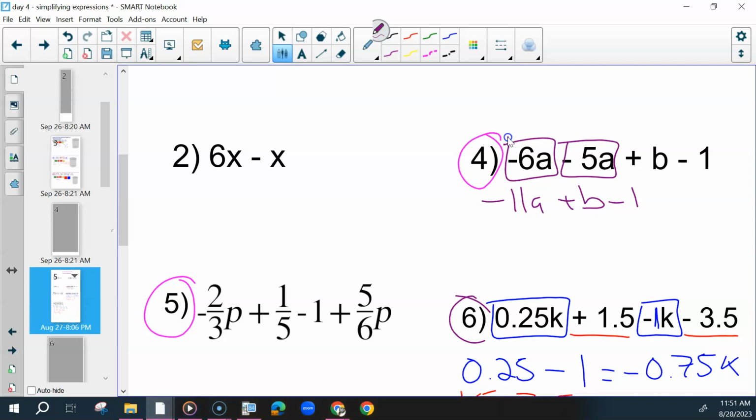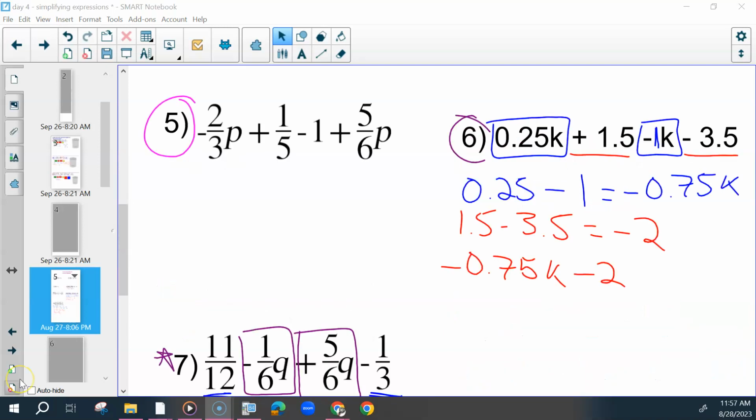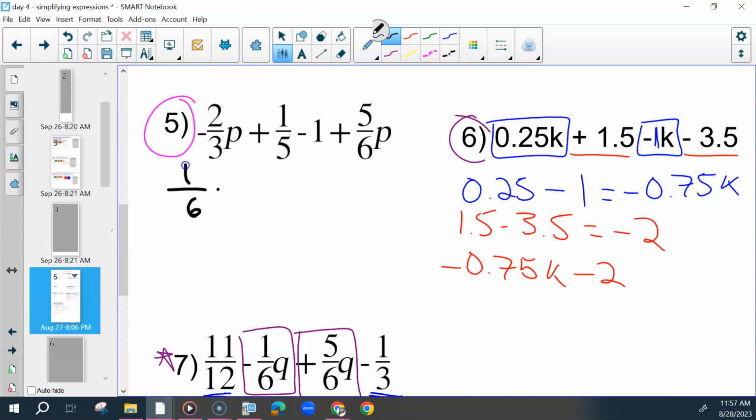Number 5 is going to be one you guys do on your own, but I can help you. Alright, I want you guys to try number 5. I'll give you a couple minutes to do that, and then we'll come back and talk about it. Alright, who wants to give me their answer? I want to do it. Okay, go ahead. I got 1/6p minus 4/5.